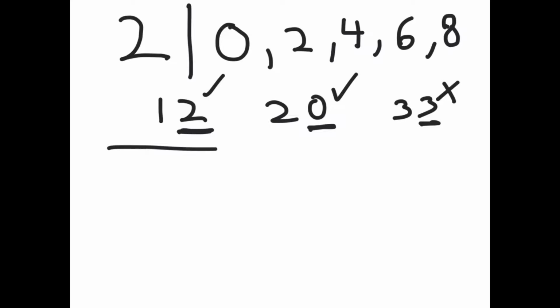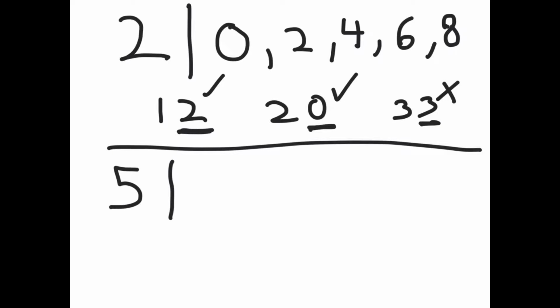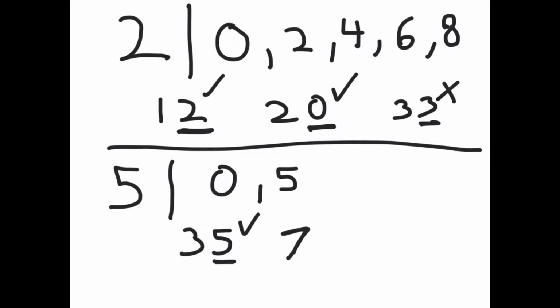All right. So let's go to 5. All right. A number is divisible by 5 if the last digit is 0 or 5. All right. And to do some examples, let's say 35. Is 35 divisible by 5? Well, let's take a look at the last digit. It is 5, so yes, 35 is divisible by 5. All right. Let's take 70. Is 70 divisible by 5? Let's take a look at the last digit. It's a 0. So yes, 70 is divisible by 5.